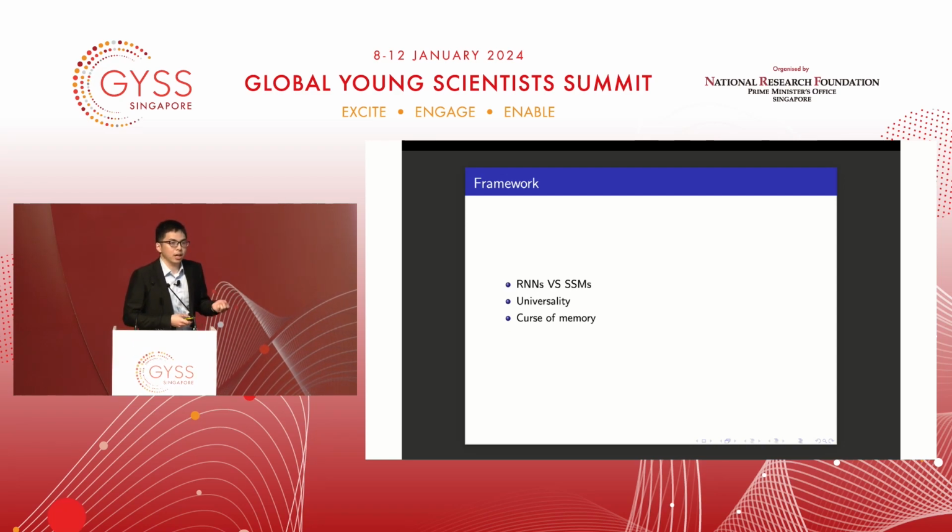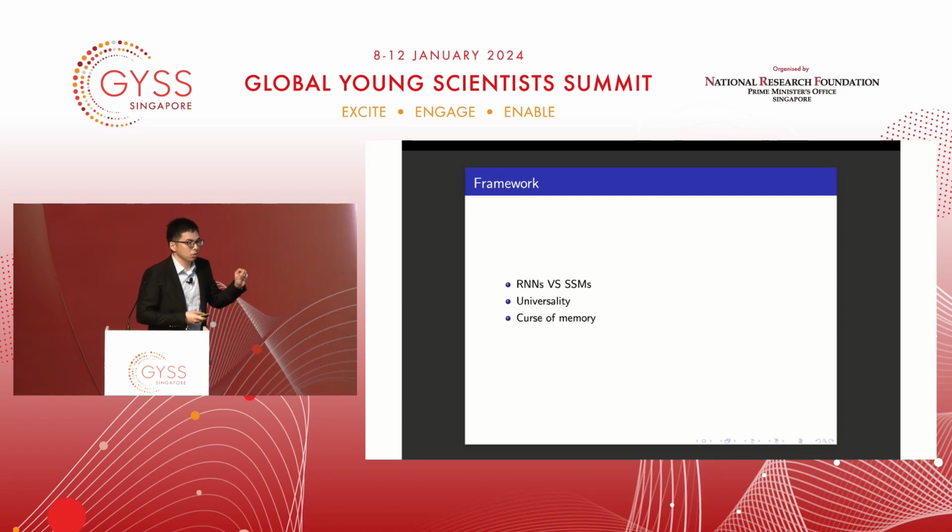By universality, I mean you can use the model to learn whatever relationship you want to learn. And by the curse of memory, since we are working with recurrent models, such kinds of models store the information in the hidden state. But when the sequence gets longer, the information stored in the hidden state will decay.